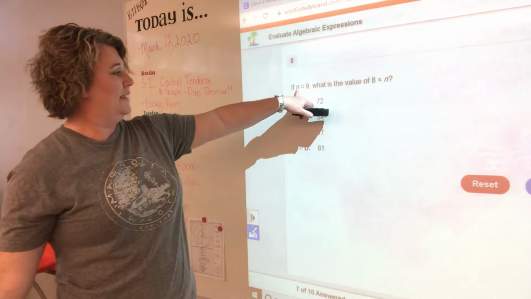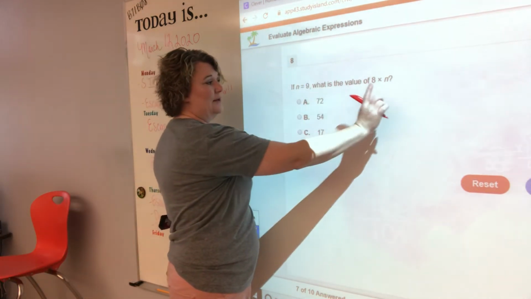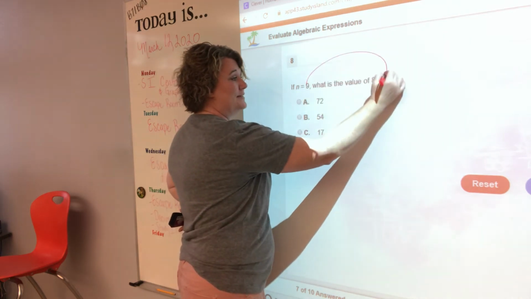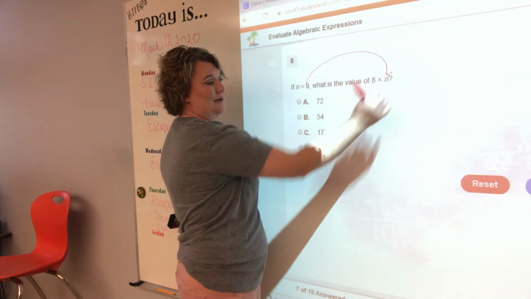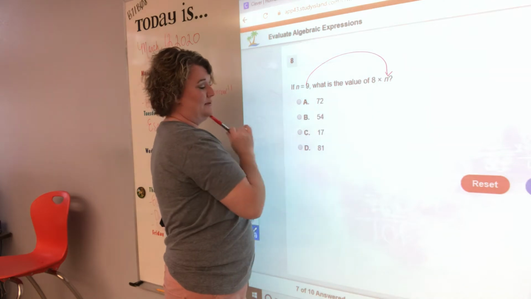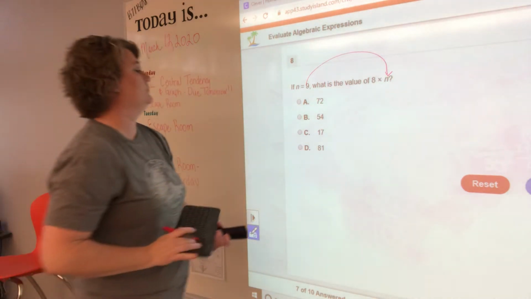Number 8, if n is 9, so that means everywhere I see an n, I'm going to put a 9 in its place, and I see an n right there. So I'm literally going to take this 9 and I'm going to put it right there. So it's basically saying 8 times 9. And I happen to know, and you should know too, that that's 72. 8 times 9 is 72.